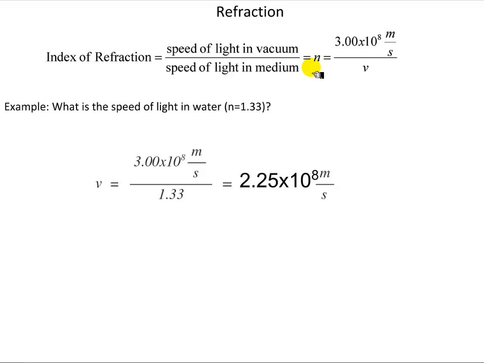They're calculated by taking the speed of light, which is a constant, in a vacuum, 3 times 10 to the 8th meters per second, and dividing it by the speed of light through that particular medium.